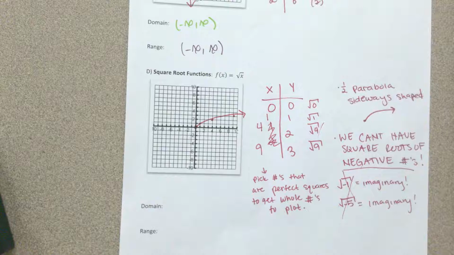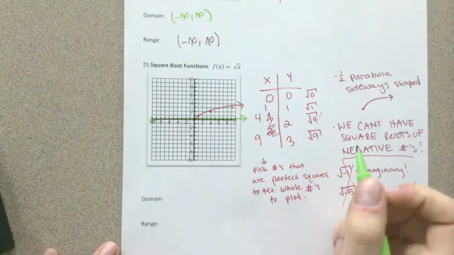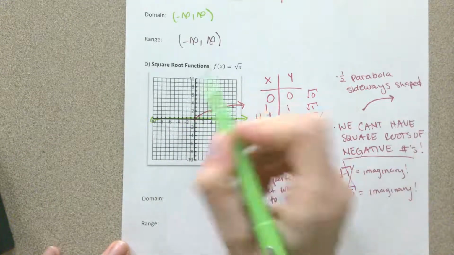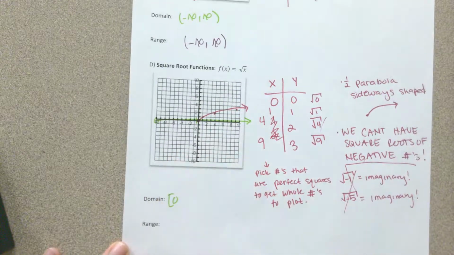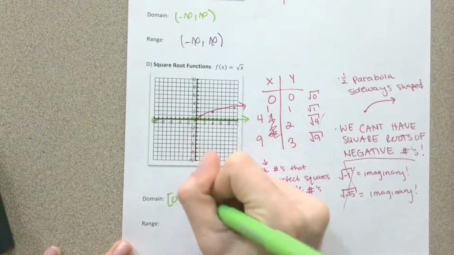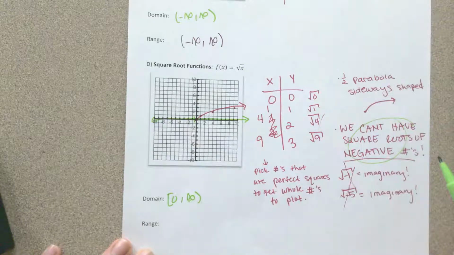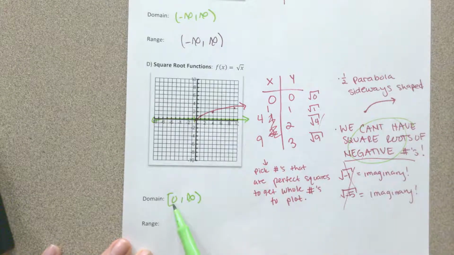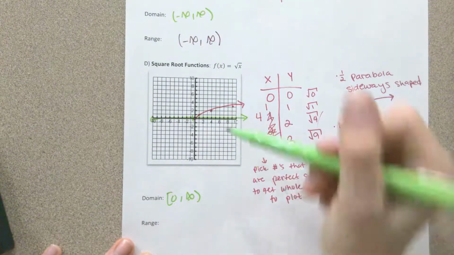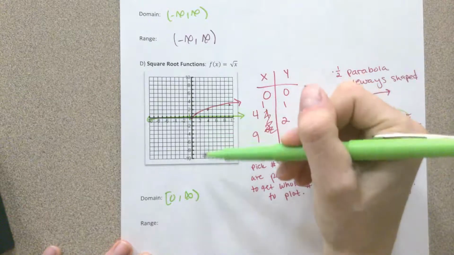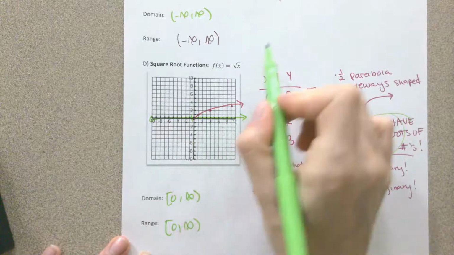So our domain going left to right, our x values do not get less than 0. They stop at 0. They include 0, okay? And then they go all the way to the right for positive infinity. So once again, we can't have square root of negative numbers. That's why our domain starts at 0. Okay? And our range, once again, it does not get lower going up and down than 0. And it continues going up forever.